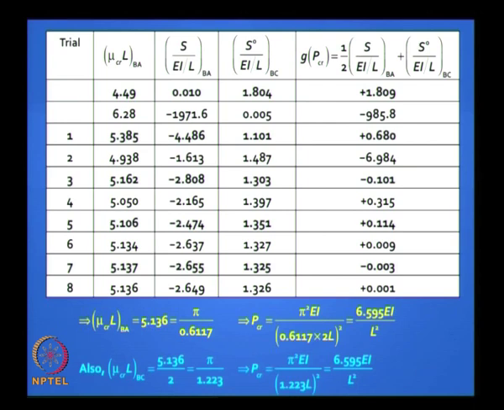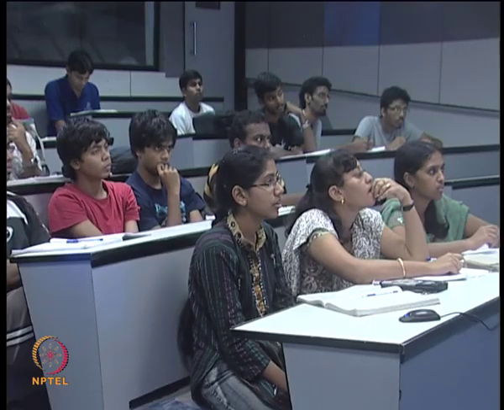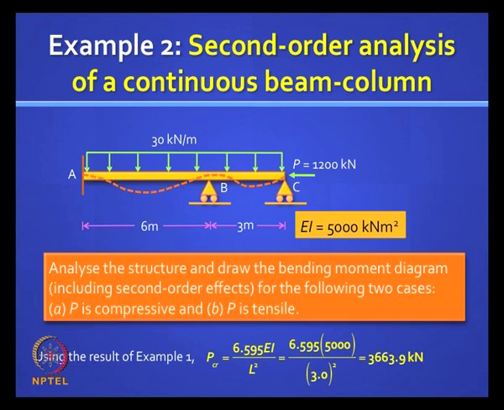So we use slope deflection method to solve a buckling problem. Clear? Okay. Next we will take the same problem, put some load on it. So now it is a conventional 2-span continuous beam problem, but it has also got an axial load.